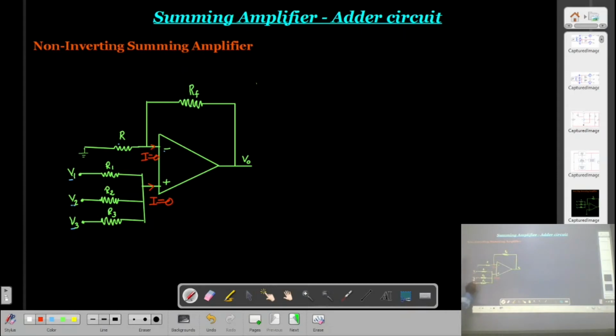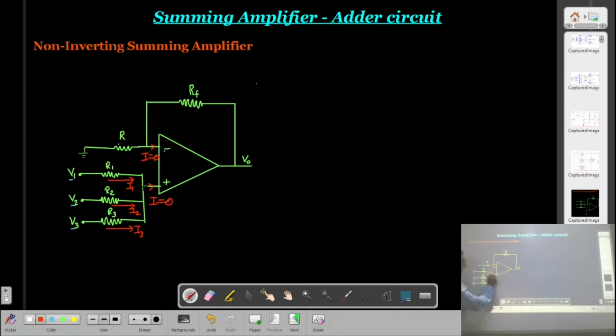So whatever the V1, V2, V3 is there, due to that we have this current I1, then this current is I2 and this current is I3. But the summation of these currents is going to be 0. Remember, because the current in the operational amplifier is always 0. So first of all we will write what are the currents I1, I2 and I3. Correct?